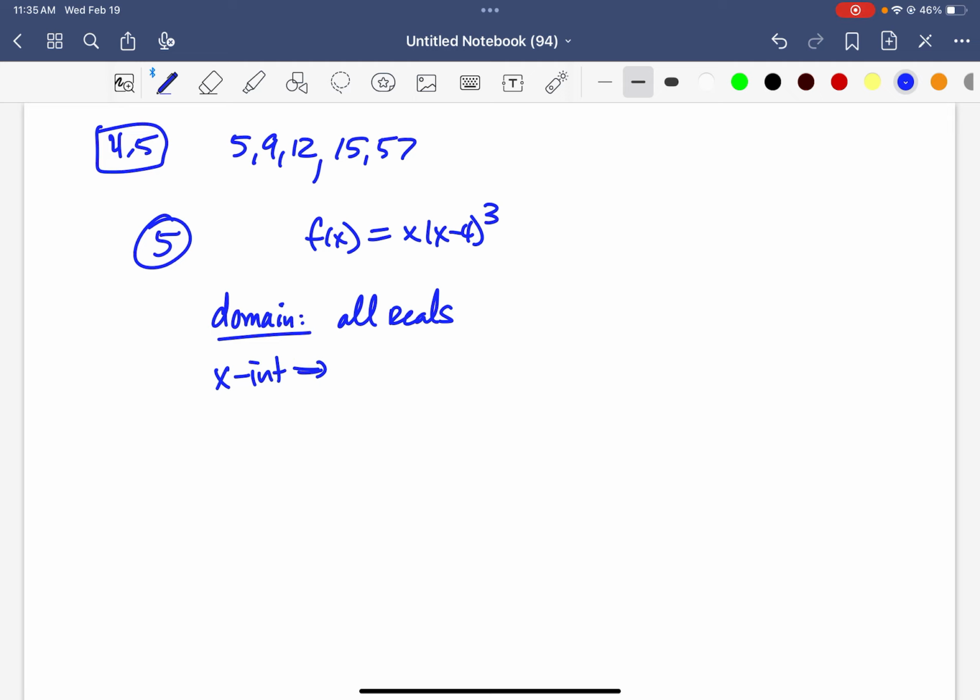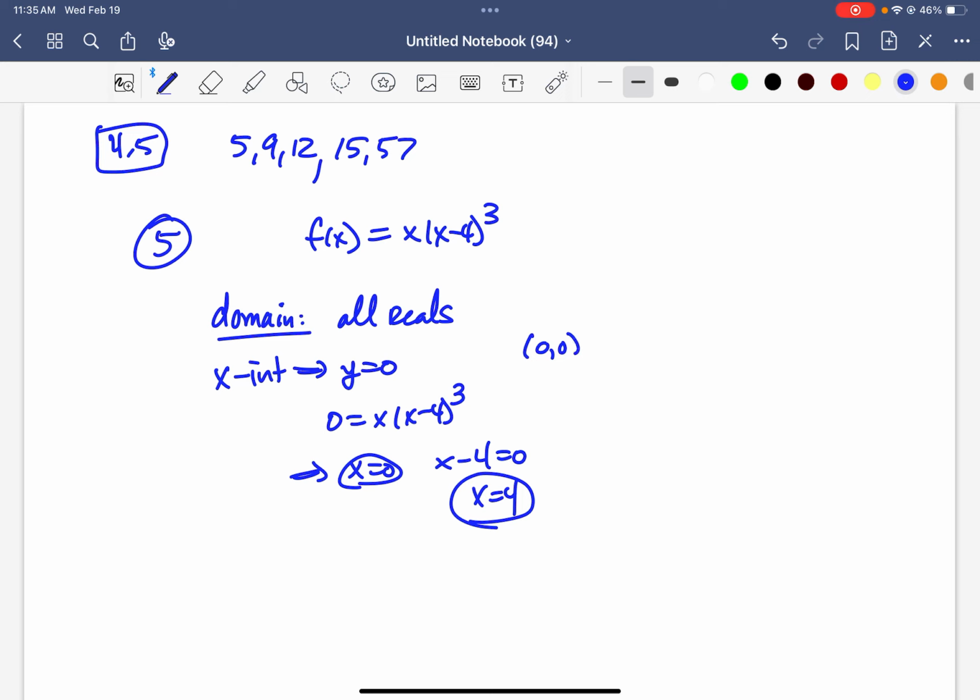The x-intercept is where y equals 0. So 0 equals (x minus 4) cubed. That means x is equal to 0 or x is equal to 4. So (0, 0) and (4, 0) are our two x-intercepts. Our y-intercept is where x equals 0, and if you put in 0, you get out 0. So that means (0, 0).